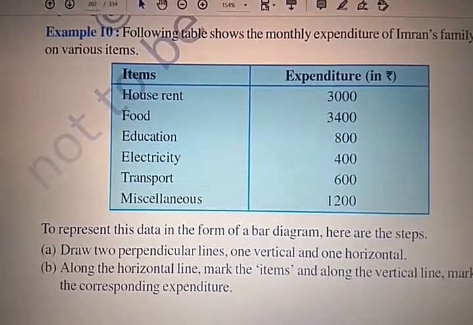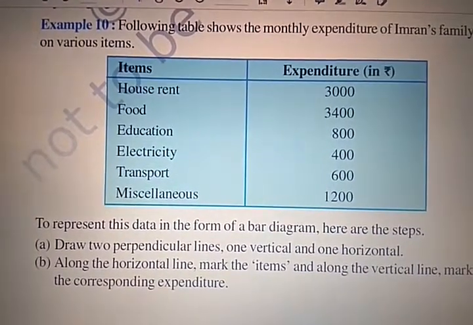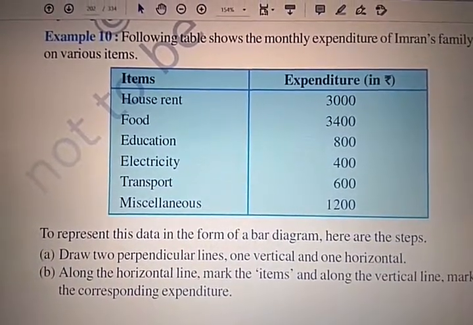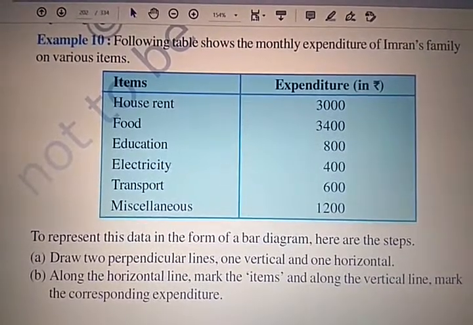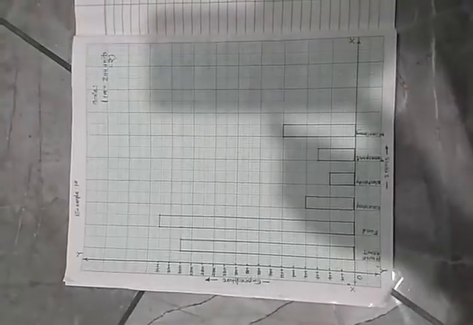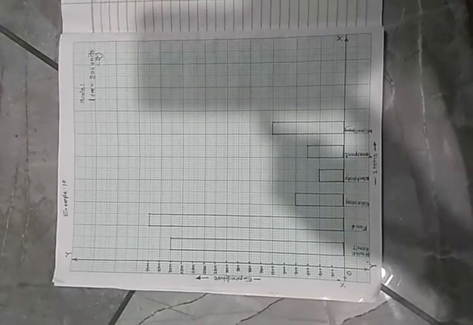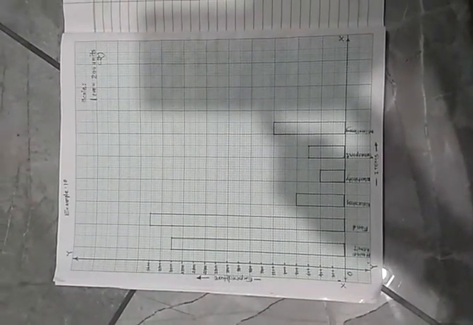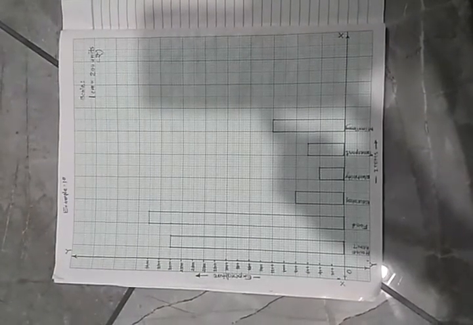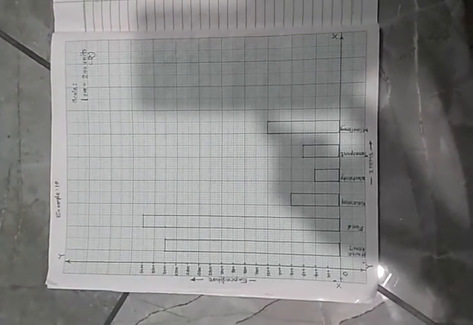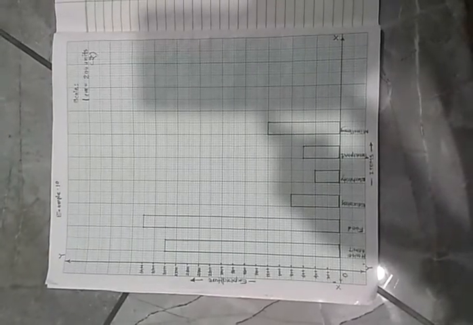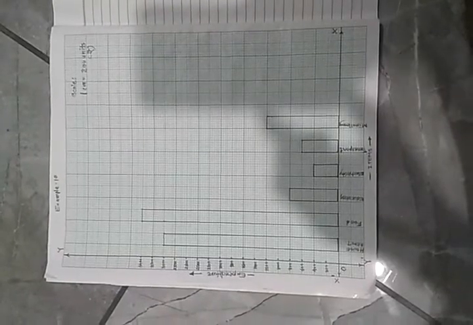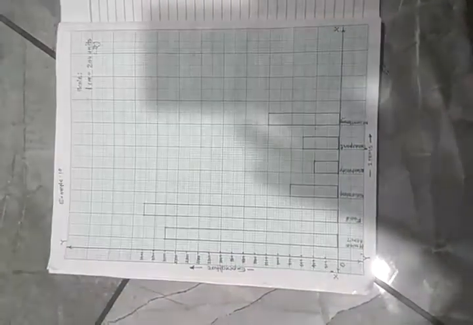Okay, so first of all, to represent this data in the form of a bar graph, here are the steps that I will tell you. Dear students, this is your bar graph. I am taking this graph paper. On the x-axis I have represented the items, and on the y-axis I have represented expenditure. In the upper corner I have written down the scale. Right? So let's see in detail now.